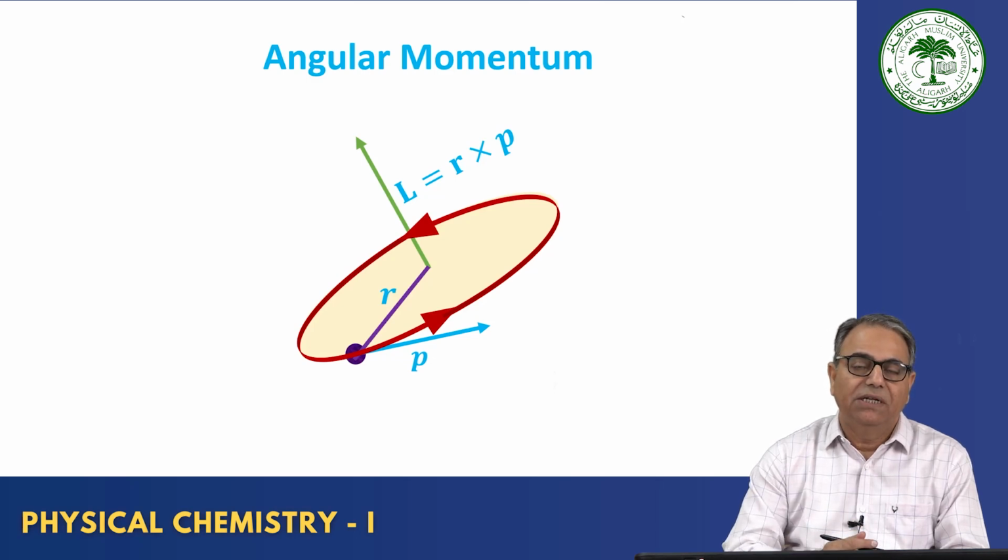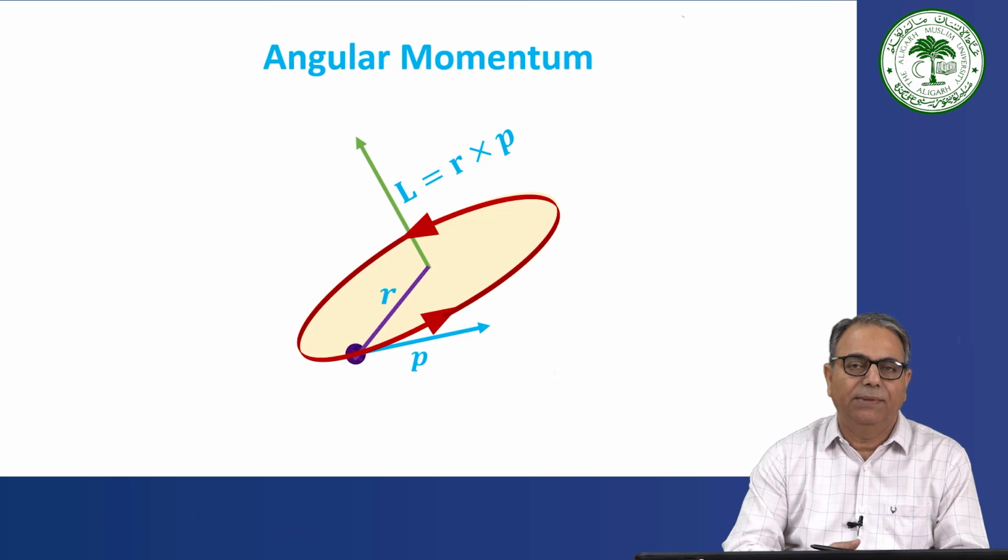And then we will see that in a multi-electron atom, if you have orbital angular momentum and a spin angular momentum, then they interact with each other. And when they interact with each other, they give rise to different quantum states, which are called spectroscopic terms. So how do we derive a spectrum?